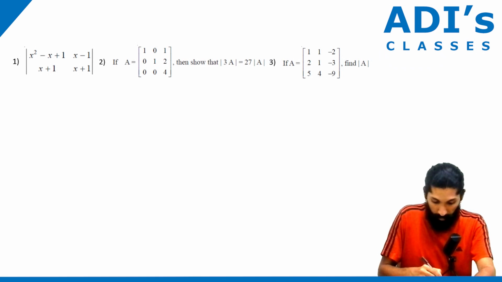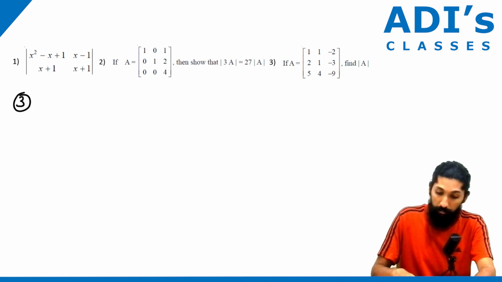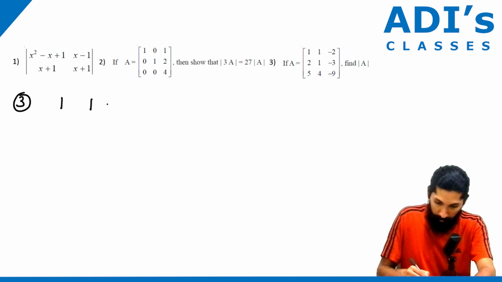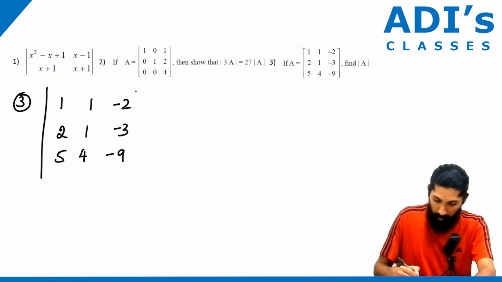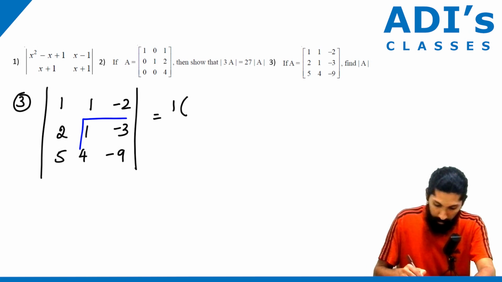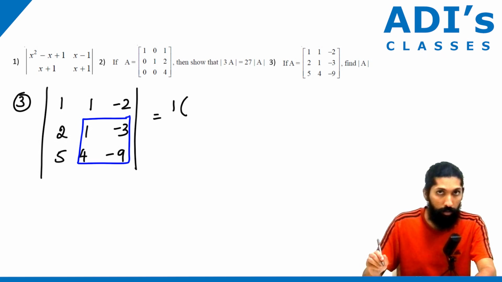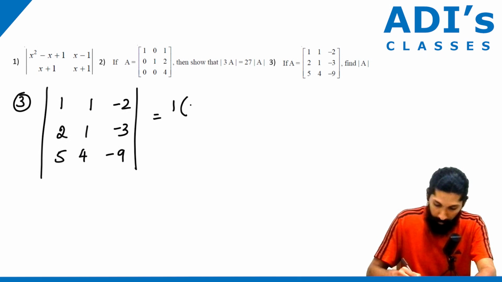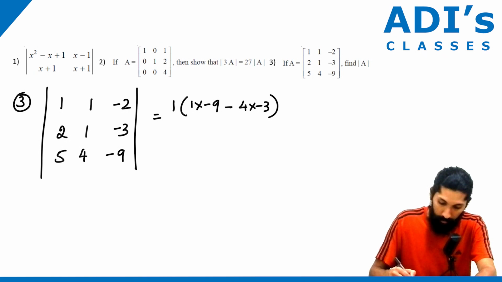See the third question. Again, it's the same logic. You have a 3 cross 3 matrix, so you need to expand it, right? So you're going to have 1, 1, minus 2, 2, 1, minus 3, 5, 4, minus 9. Now when you're expanding, you can start by taking 1 into. After this, you're going to take this small matrix and do the cross multiplication, correct? So if you do that, you're going to have 1 into minus 9 minus 4 into minus 3.